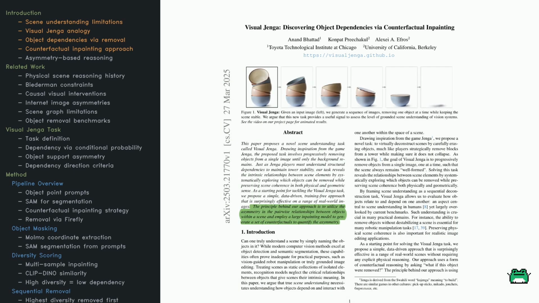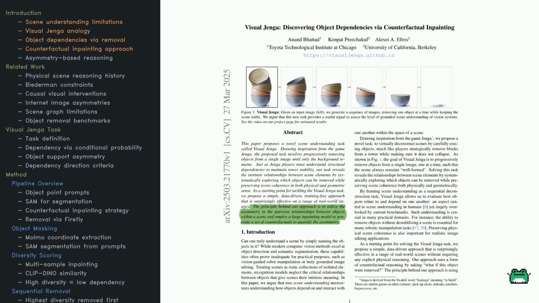Let's start with the big idea. Is it enough for a computer to simply recognize objects in a scene? The authors argue that it's not. Recognizing objects is one thing, but truly understanding how those objects relate to each other is a different challenge. This paper introduces a task they call visual Jenga, inspired by the game where removing the wrong block topples the entire tower.